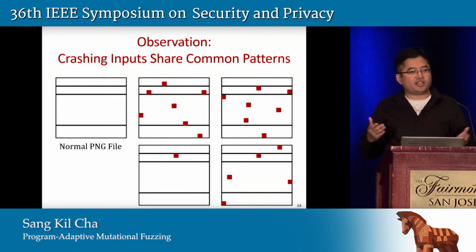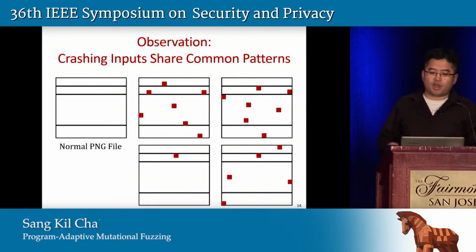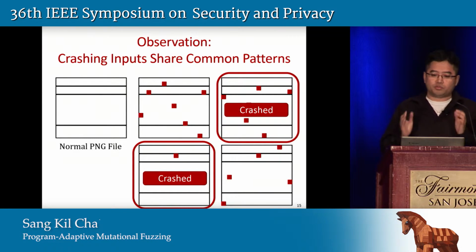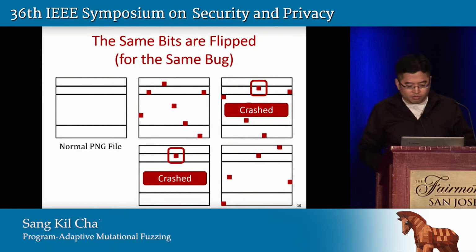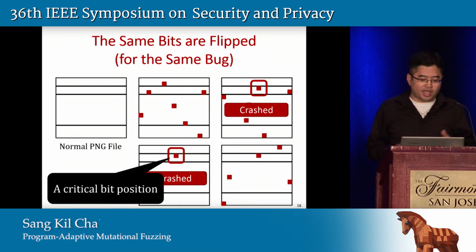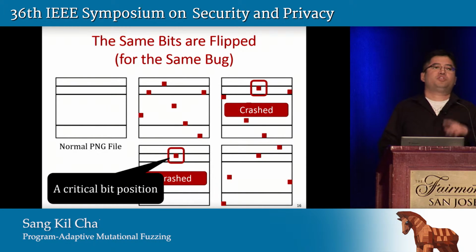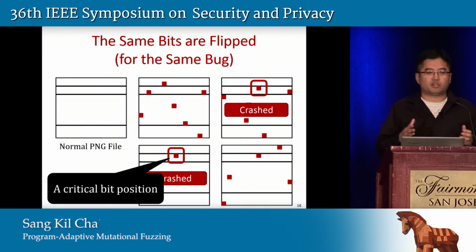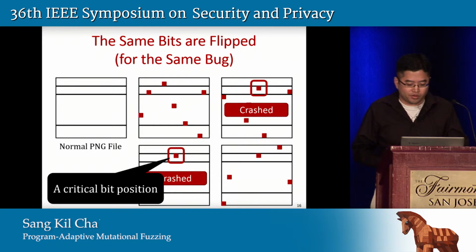Out of those 4 test cases that we generated, we assume that only 2 of them are crashing inputs. And from these test inputs, we observe the following patterns. First, the 2 crashing inputs have the same flipped bit positions. In fact, there is only one common bit position that is flipped in both crashing inputs. And if you look at the 3rd test case that we generated, we generate this input by flipping just 1 bit, which means this particular bit position is really critical to find the crashing input.